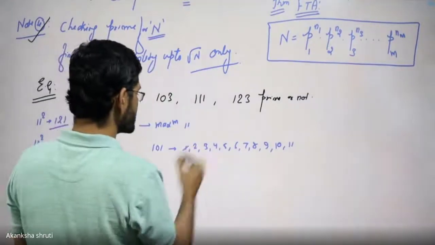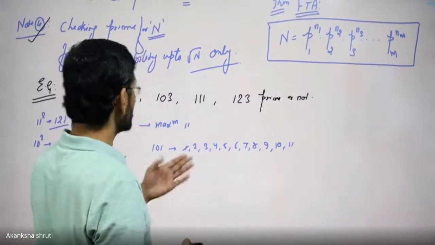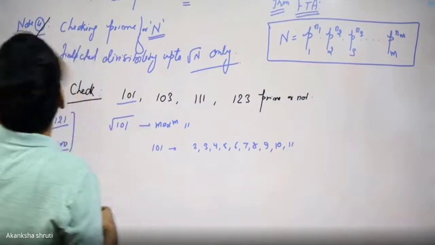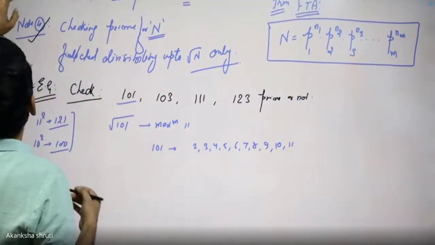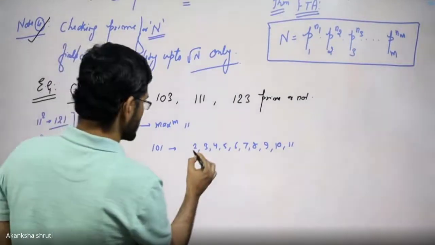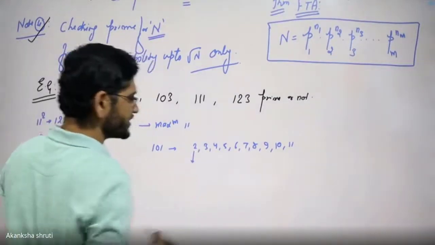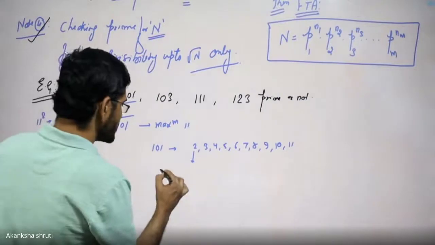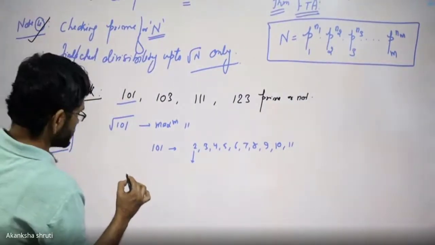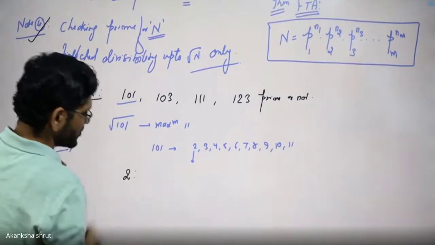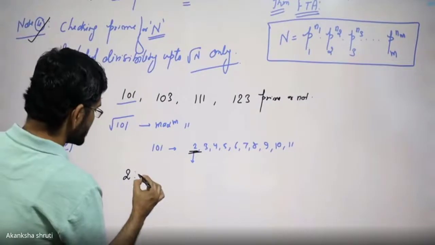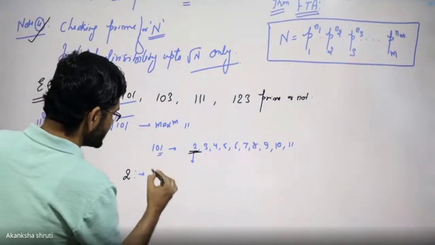Students, 1 is not required because 1 can divide everything. 1 is not considered for checking prime or composite. So we shall try to check with 2. What is the condition for checking with 2? Let me write this quickly. For divisibility by 2, you must see the unit digit.